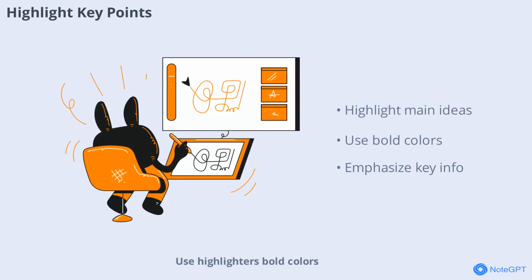Use highlighters, bold colors, or thicker lines to emphasize the most important points on your mind map. This draws your attention to critical information during review sessions. Highlighting helps you quickly spot what matters most, especially when you're short on time.